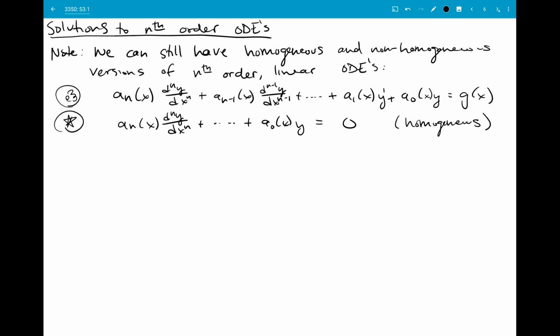And I'm going to call the homogeneous equation star and the non-homogeneous equation circle. Actually, that was supposed to be a flower, so I won't call it circle. And the simplest thing to do is going to be to think about the homogeneous equation first.